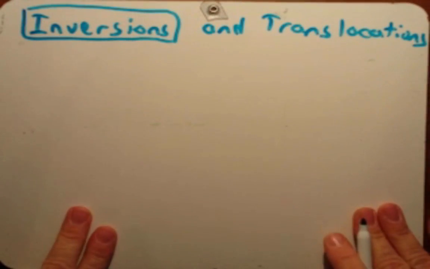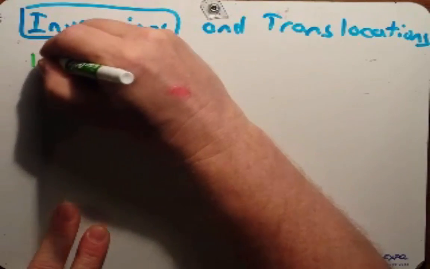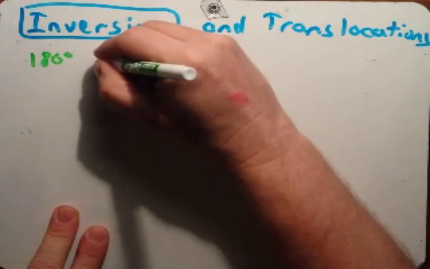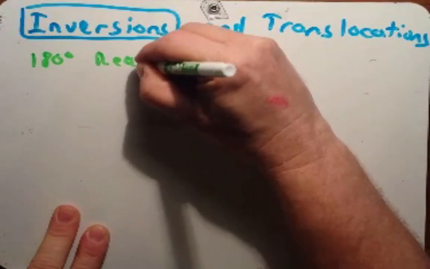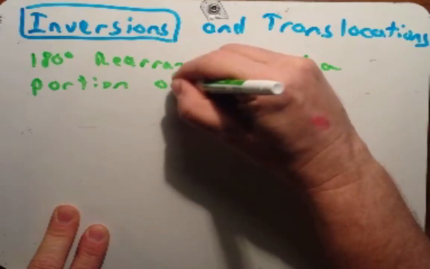Alright, well, let's define what an inversion is. Essentially, it's a 180 degree rearrangement of a portion of a chromosome.